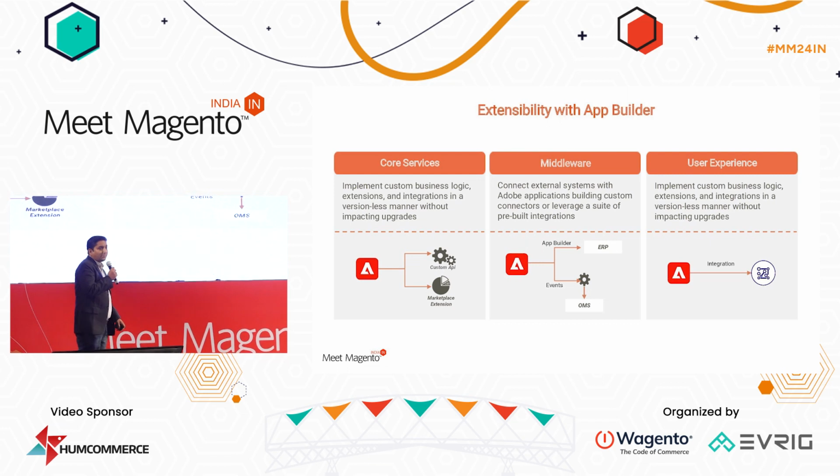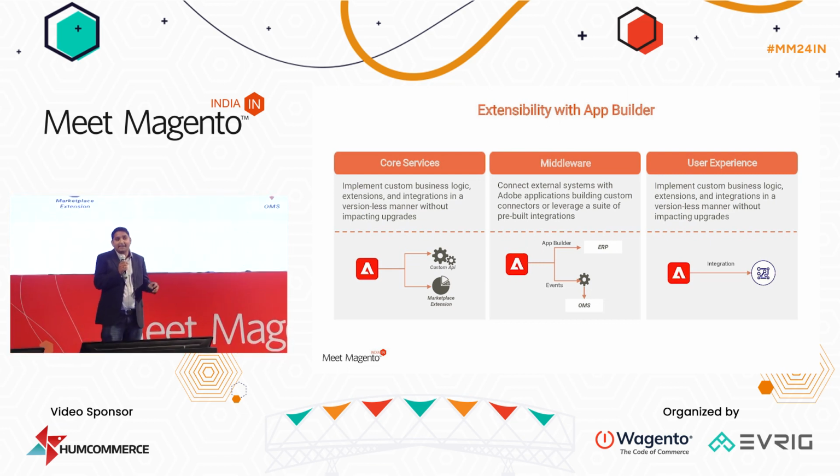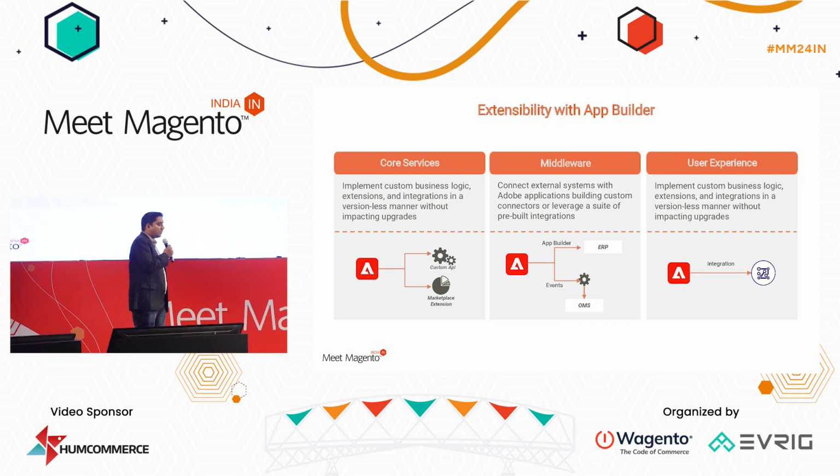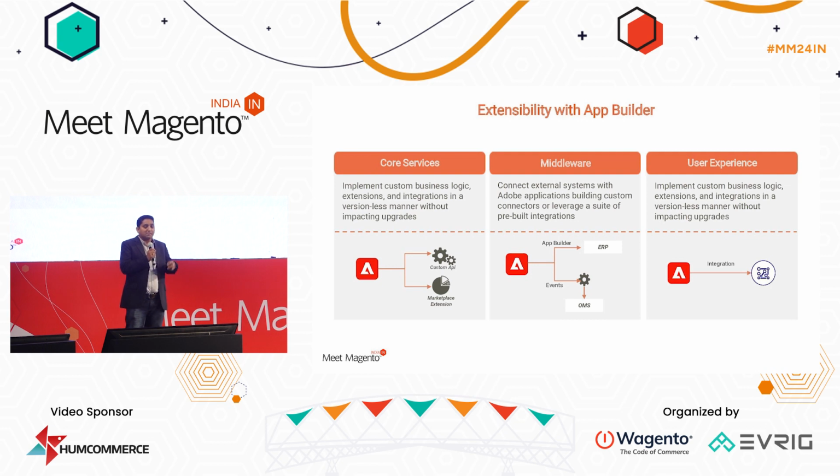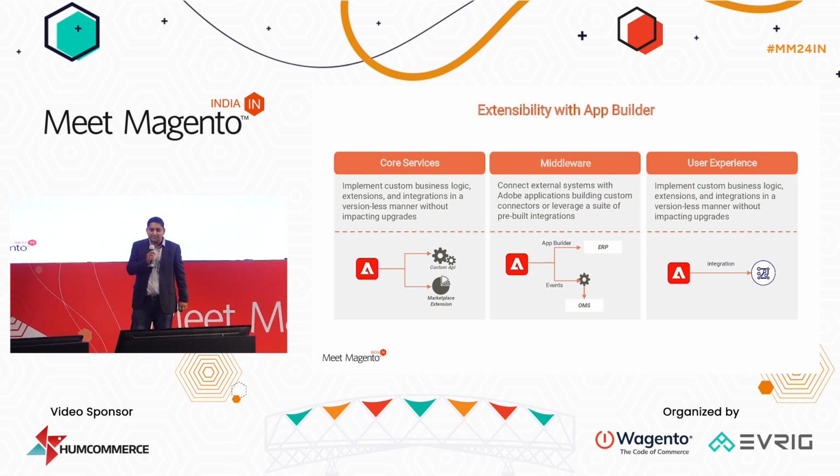All the answers will be given here. With the help of App Builder, you can extend Adobe's native core features in three ways. First, core services: you can extend the default behavior of your Adobe Commerce modules using App Builder in a low-code, scalable environment. You can change the business logic, build the API, and upload that extension to the marketplace as well.